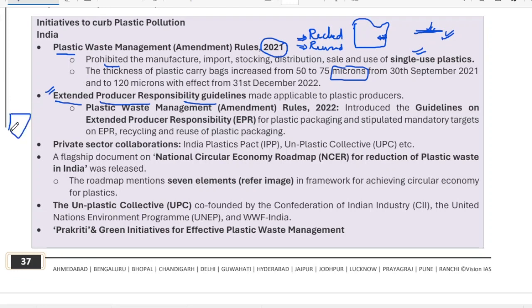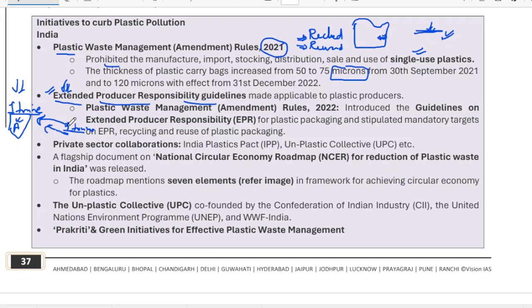Suppose it is a company that produces 1 ton of plastic. So it is mandatory on this company's part to collect 1 ton of plastic waste, because it is producing 1 ton, then it has to collect 1 ton. So this responsibility becomes the producer's responsibility, because this company is the producer of the plastic. That's why this company has a responsibility to get that plastic back and recycle it.